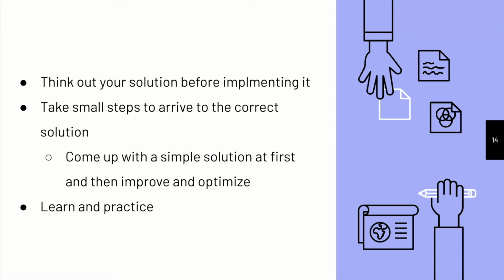Also, take small steps to arrive at the correct solution. You don't have to find the solution in the first couple seconds you see it. It's okay to think about it for a little bit. That's normal. Thinking of the best and most efficient solution doesn't always pop into your head from the start. So I would say come up with a simple solution at first and then improve and optimize.